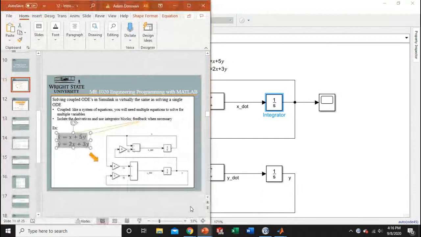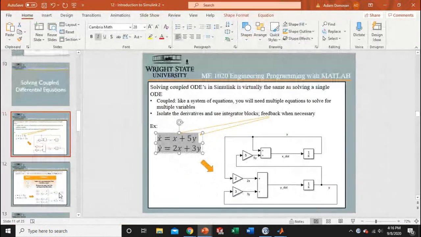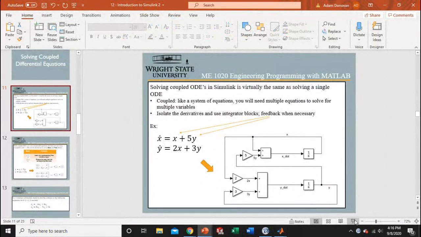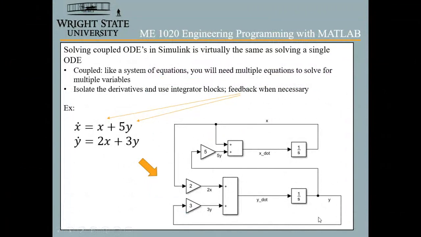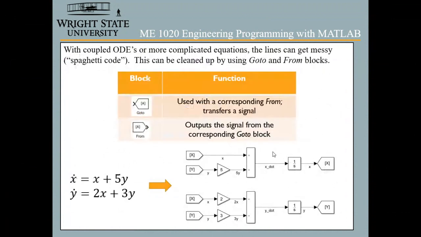So effectively what the next slide was going to talk about is something I've already talked about and I'm going to use on the next examples. Now you can see you've got lines running everywhere, right? And so you can imagine if you had, let's say, a system of 3 differential equations, the lines are going to start getting interconnected and it's going to be hard to follow everything. And so that's what these go-to tags and from tags are for.